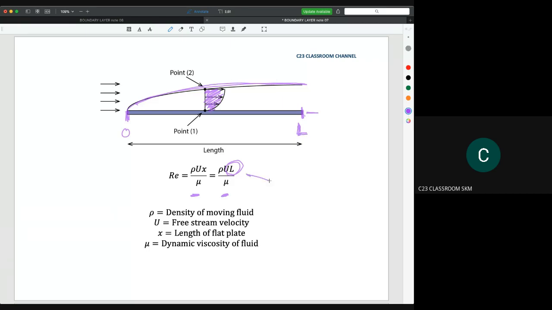The meaning of the definition of this one is that rho is the density of the moving fluid, capital U here is the free stream velocity, and x is the length of the flat plate, and mu is the dynamic viscosity of the fluid. Please bear in mind that we have two types of viscosity. One is dynamic and one is kinematic. Normally we could write mu equal to rho nu. So mu is dynamic, rho is density, and nu here is kinematic viscosity.